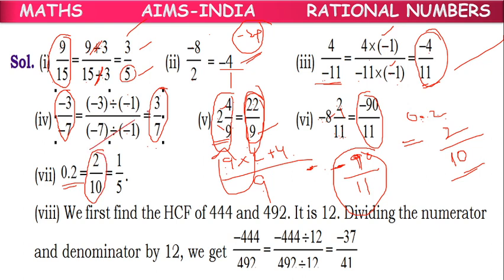Is it the standard form? No, because still it is divisible by 2. So 2 1 is 2, 2 5 times 10. 1 by 5 is the standard form.